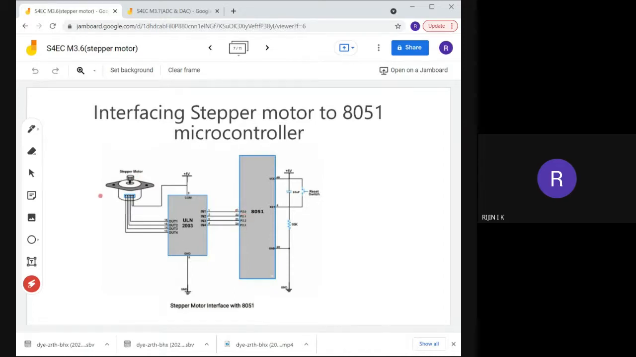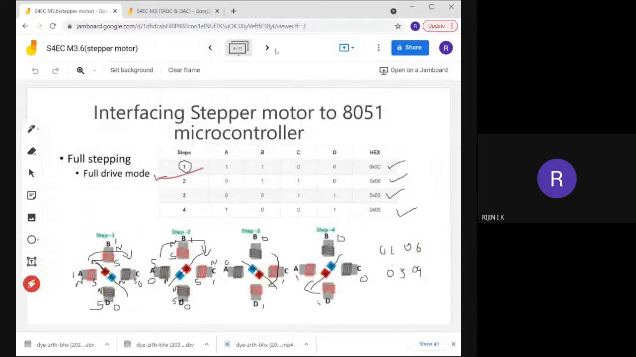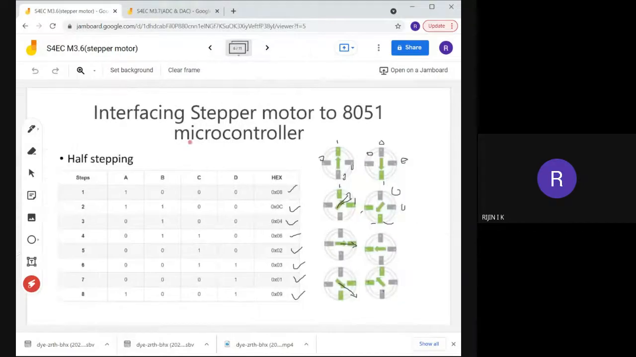In the stepper motor we have seen that there are 6 pins. Out of 6, 2 pins are connected to VCC and the remaining 4 pins are connected to our microcontroller through an IC. This IC is used for current amplification. This is the structure, and as you know, in a stepper motor there are 3 modes. What are the 3 modes? Full drive mode and wave drive mode, both are full stepping, and half stepping mode.